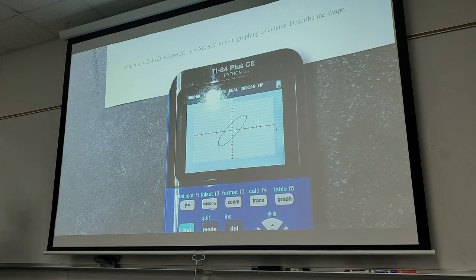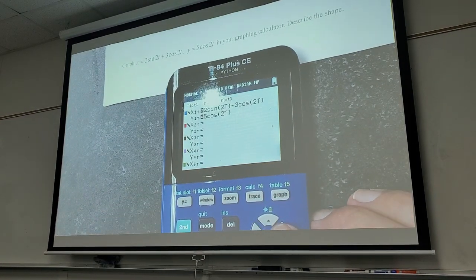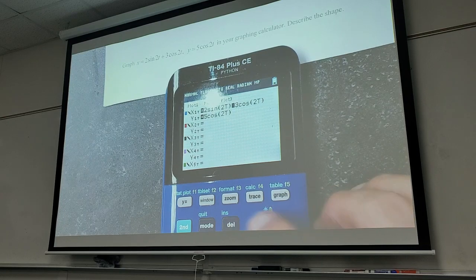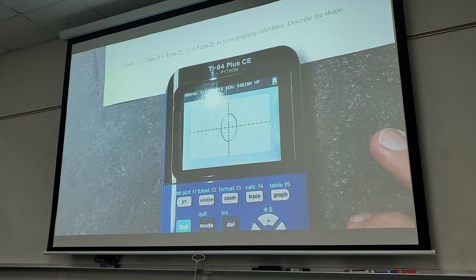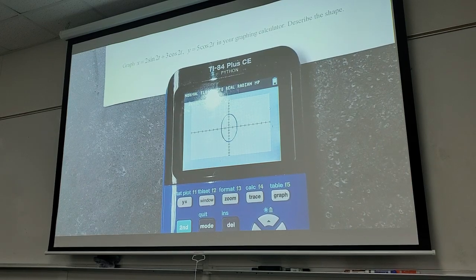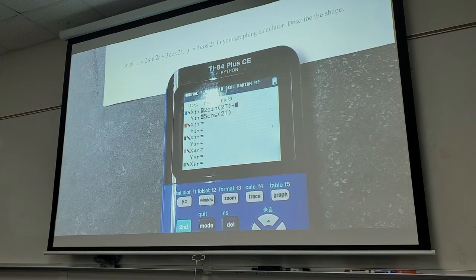So real quick, what is going to happen if I get rid of this 3 cosine 2t right here? Let's try. That is a normal ellipse, correct? Okay, so it seems as if I add something, I forgot what it was. Oh yeah, it's right there. 3 cosine 2t. That will make it go at a diagonal.